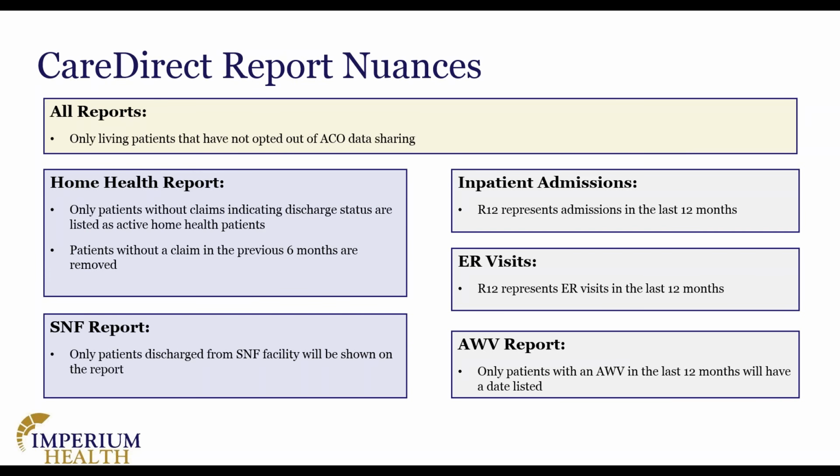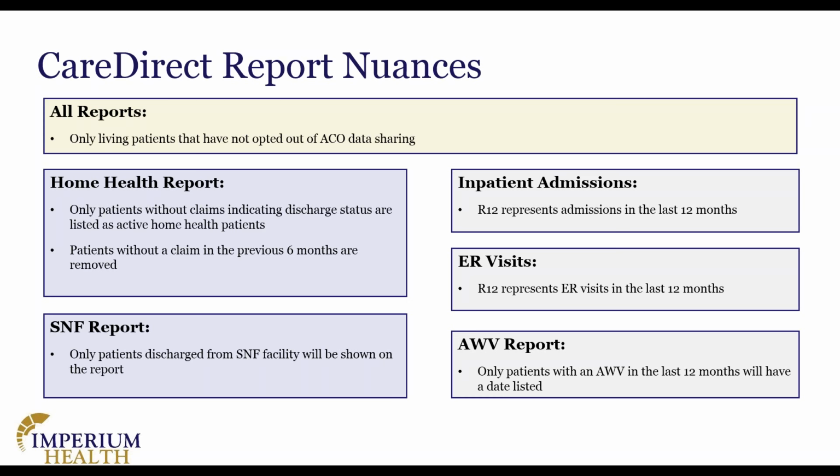There are a few nuances to some of the CareDirect reports, and we'll quickly review those to make sure that you feel as comfortable with the information presented as possible. First, all of the reports are only going to show living patients that have not opted out of any ACO data sharing. The home health report is going to show patients that we believe are receiving home health services based on the claims available to us.